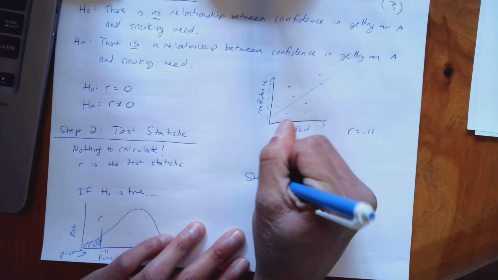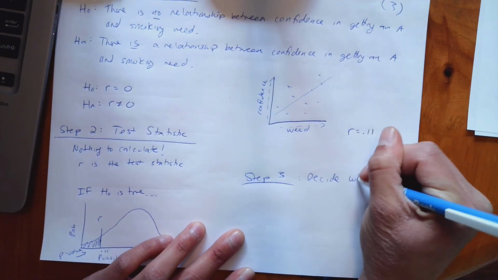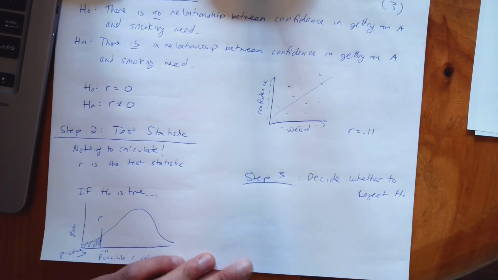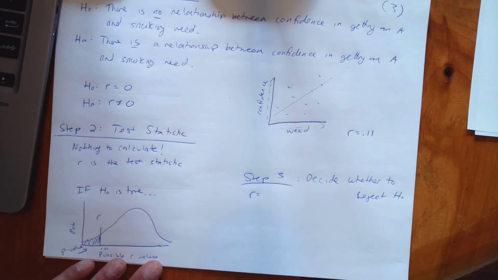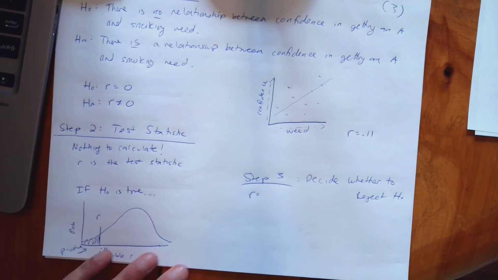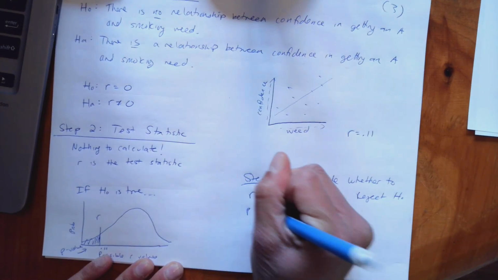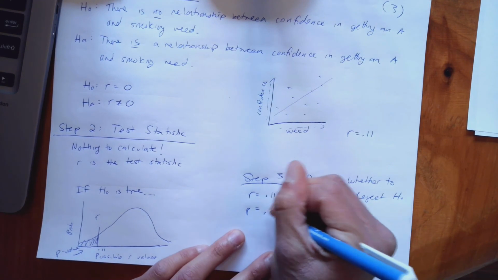So step 3 is to decide whether to reject the null hypothesis. And so there's a p-value that's attached to your R value based on the sampling distribution, where here there's, again, other things that go into what shape the distribution is. But as usual, we're looking at the area under the curve that is determined by your test statistic. So for R value of 0.11, our p-value comes out to 0.44.